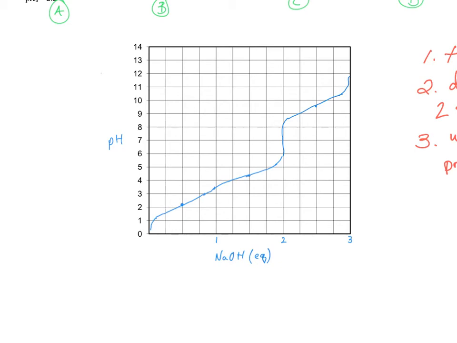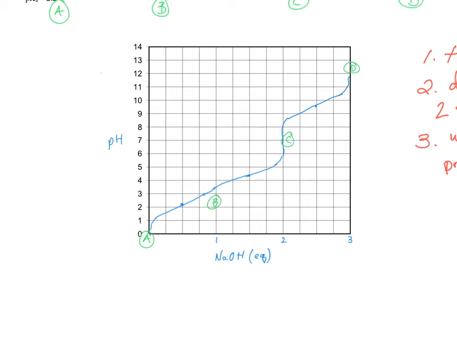Now, let's remember that we start over here with fully titrated or fully protonated at the lowest pH. As we pass through the first equivalence, we get all B out here, we get all C, and then through the third equivalence, you get all D.